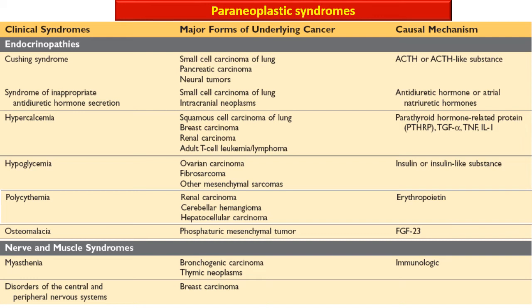The nerve and muscle syndromes which are associated with these paraneoplastic syndromes are considered immunologic in origin, and myasthenia-like syndrome is seen in bronchogenic carcinoma and thymic neoplasia, while disorders of the central and peripheral nervous systems are seen in breast carcinoma.